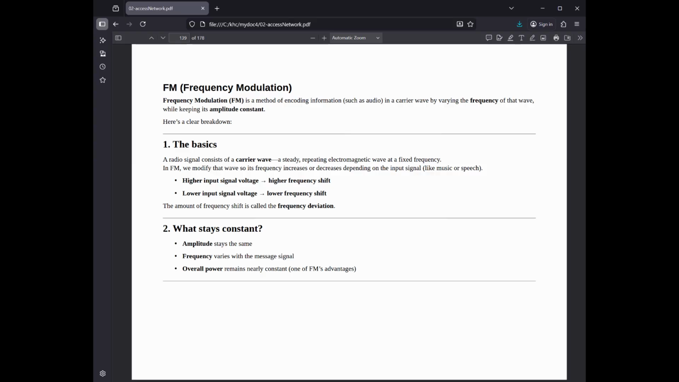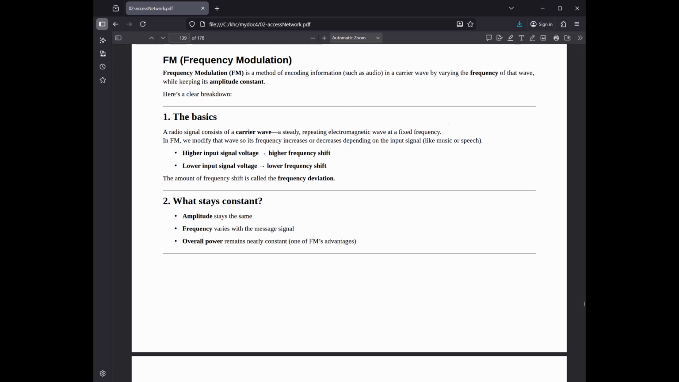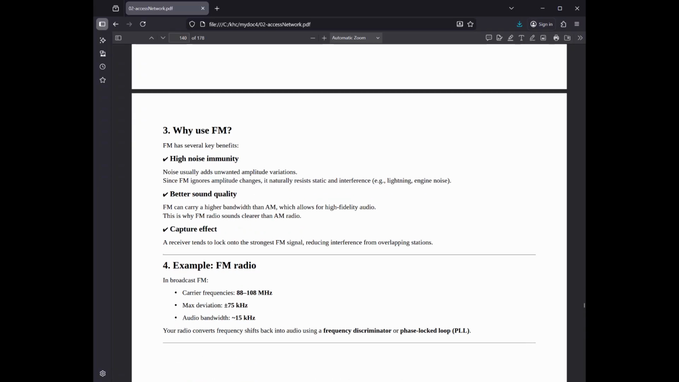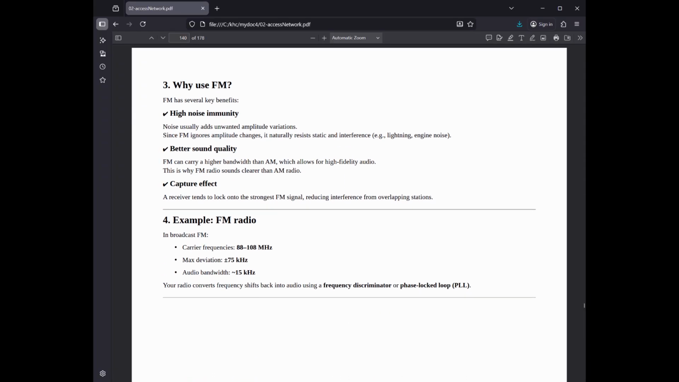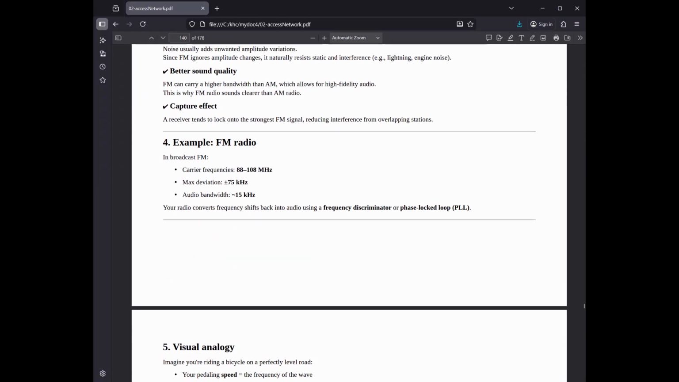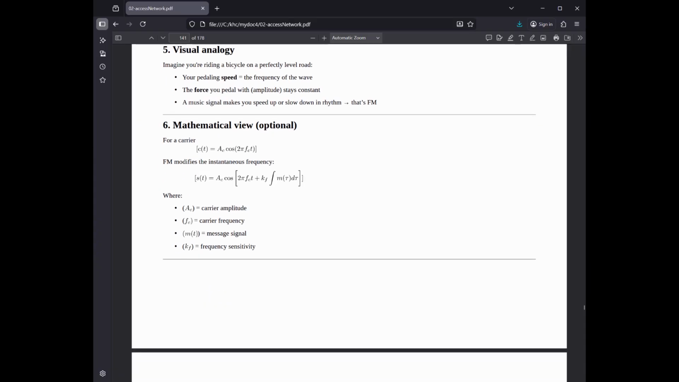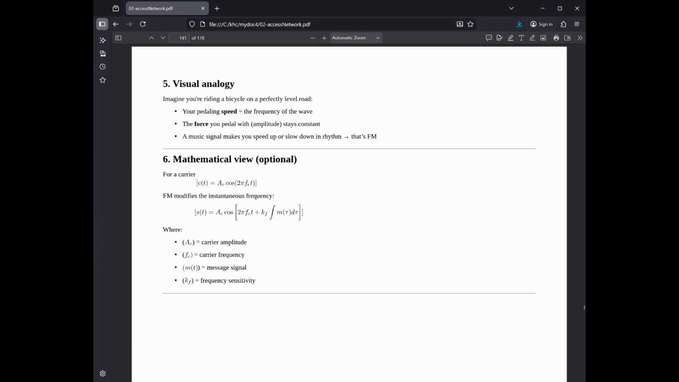How FM works: in FM, the information is hidden in the crowding and spacing of the waves. High amplitude message: when your voice gets loud, the carrier wave frequency increases and the waves get closer together. Low amplitude message: when your voice gets quiet, the carrier wave frequency decreases and the waves spread out. Zero amplitude: the carrier stays at its resting, or center, frequency.